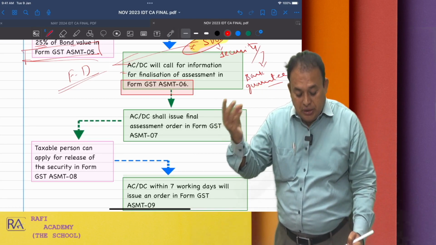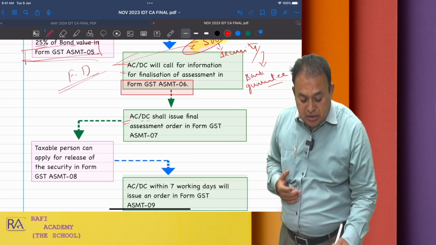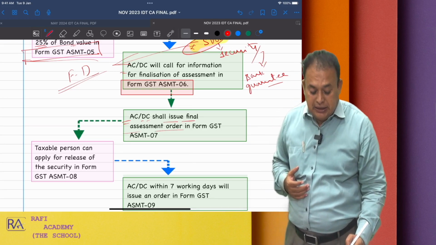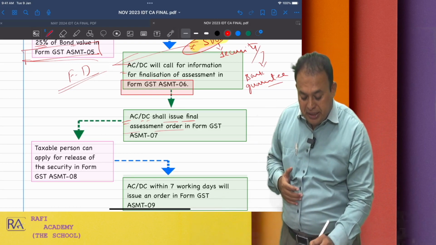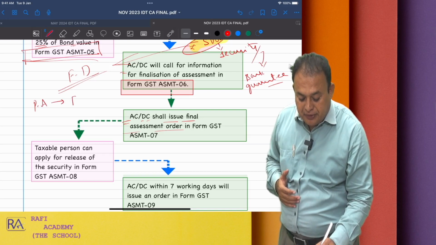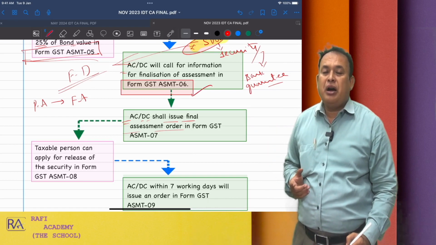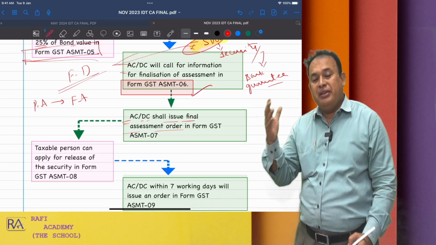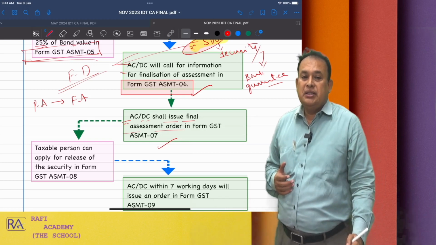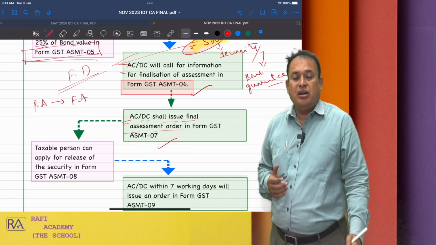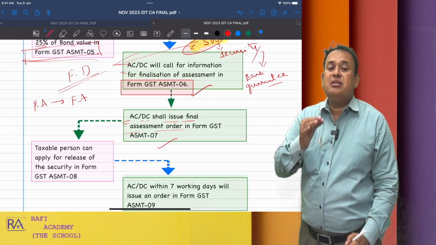by issuing form GST ASMT 06. Then, after verifying the documents and records, the Assistant Commissioner or Deputy Commissioner shall issue the final assessment order in form ASMT 07. Yes, your PA becomes FA. For finalization of PA, issue form ASMT 06, call for information. Having that information, finalize by passing the order ASMT 07. The time limit to pass the order of final assessment from the date of granting the PA is 6 months.